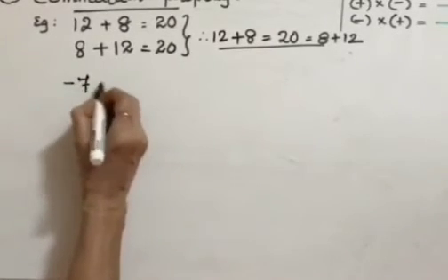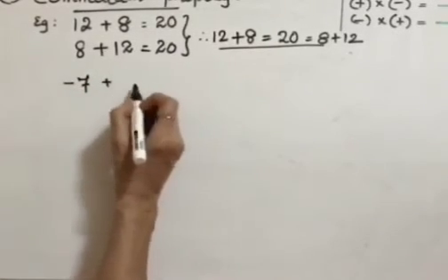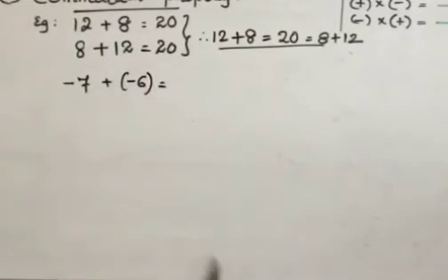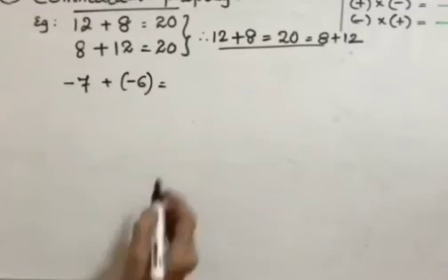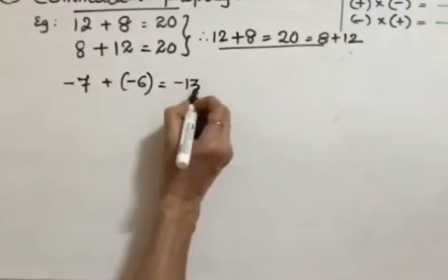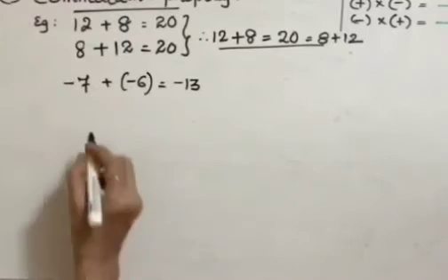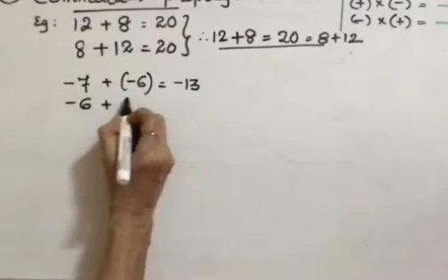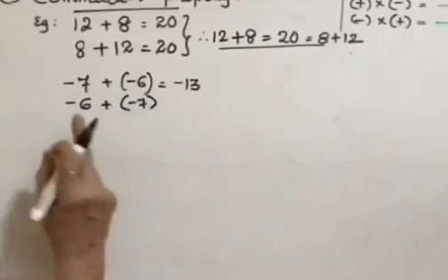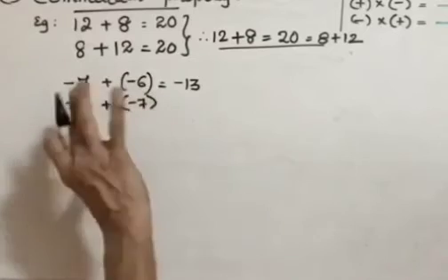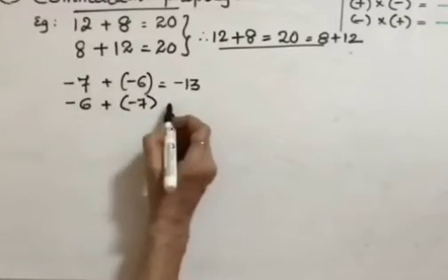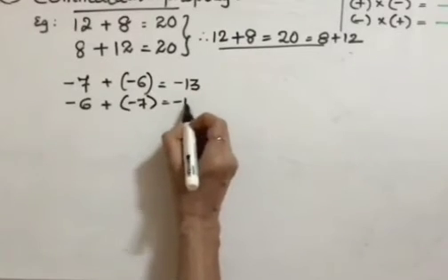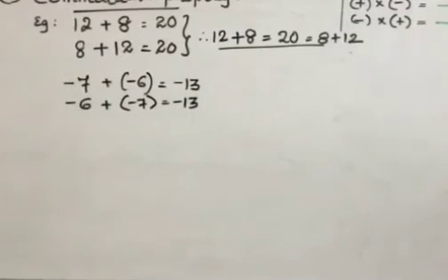Minus 7 plus, say, minus 6. Apply the rule, children. The sum of negative integers is negative 13. Now what am I going to do? I am going to change the order. Minus 7 plus minus 6 becomes minus 6 plus negative 7. Now I have changed the order. Does the sum change? No. The sum remains negative 13.